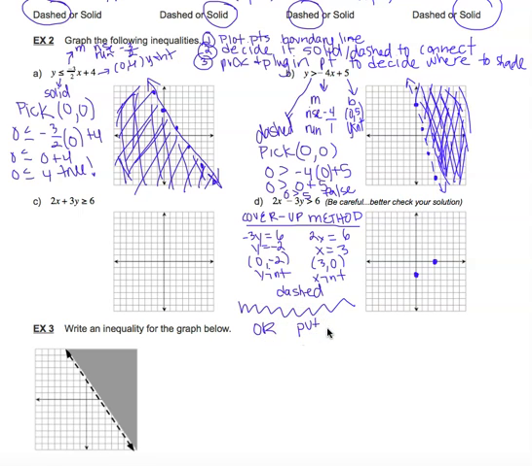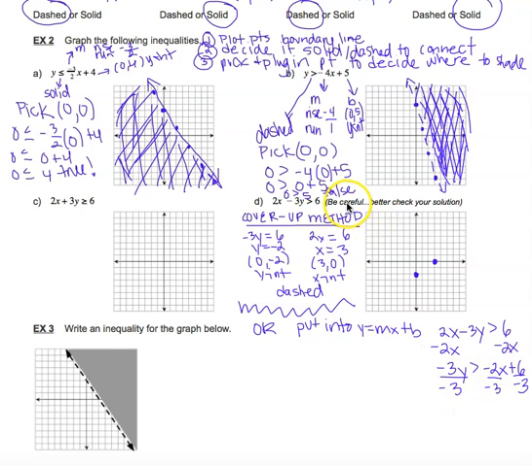the other method that you're allowed to use is the method where we put it into y equals mx plus b form. So meaning I'm going to solve this inequality for y. So if I do that, I start with 2x minus 3y is greater than 6. So my first step would be to subtract 2x on both sides. So that gives me negative 3y is greater than negative 2x plus 6. And then I would divide all of the terms by the negative 3.